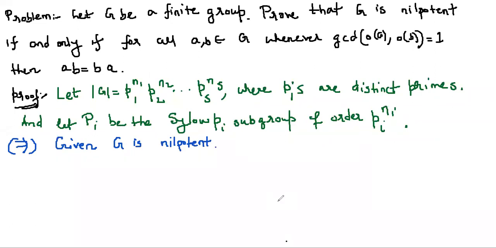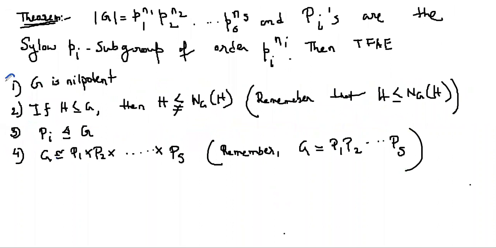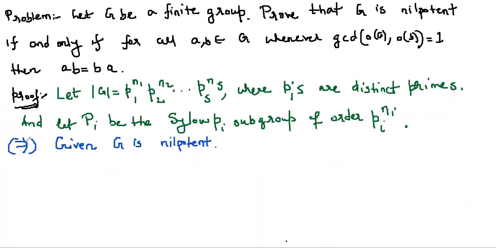So again, if you recall from these equivalent conditions, the main ones which we keep using will be the third and the fourth one. These are the important ones which will be quite helpful for us. So if G is nilpotent, then this implies that G is isomorphic to P1 external product P2, and so on up to PS. And also let's remember that the Pi are normal in G.